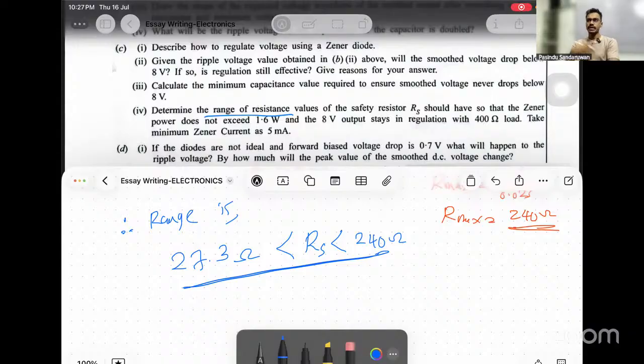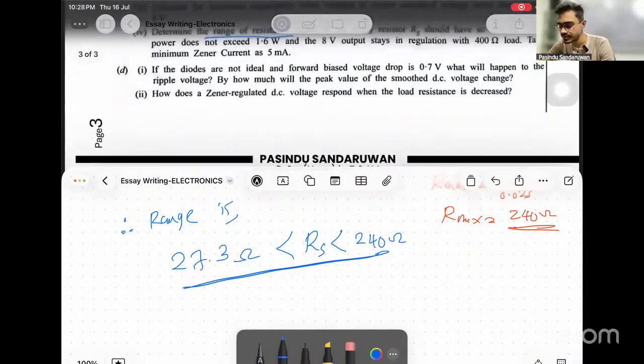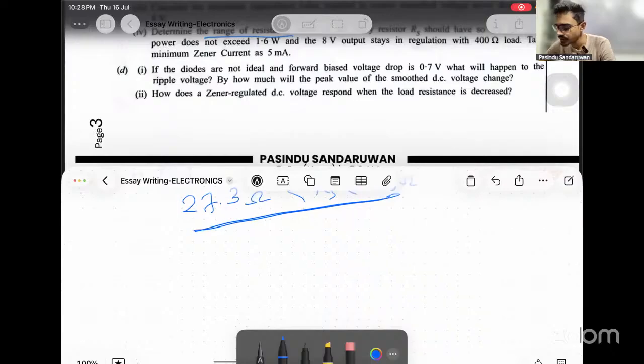Range is known, right? See how these logics are used. The logics are used, and the question is totally different from normal PN diodes and Zener diodes. So still it is going with the diodes.